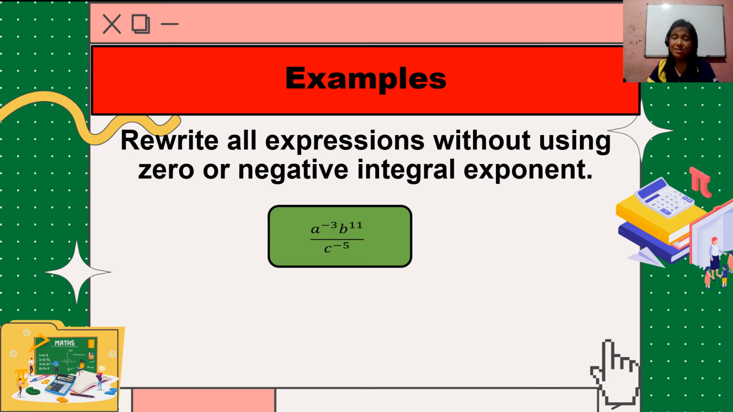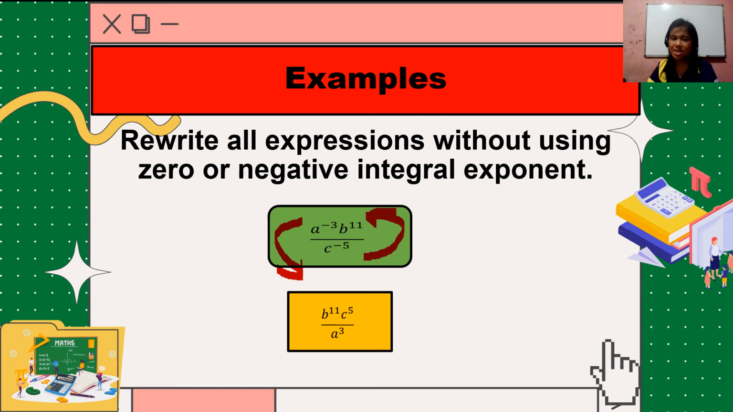Eto ngayon, so, madali lang. Si A, baba mo. Kasi negative yung exponent. Si C naman, taas mo. Okay? Kasi negative 5. Ngayon, si B to the 11, okay lang yan. Retain mo na dyan lang yan. Kasi nga, okay lang naman. Positive naman siya. Huwag mong gagalawin yung mga positives. Okay? So, yung sagot natin is B raised to 11, tapos yung nailipat na c to the 5th, and then you have a to the 3rd below. Yun.